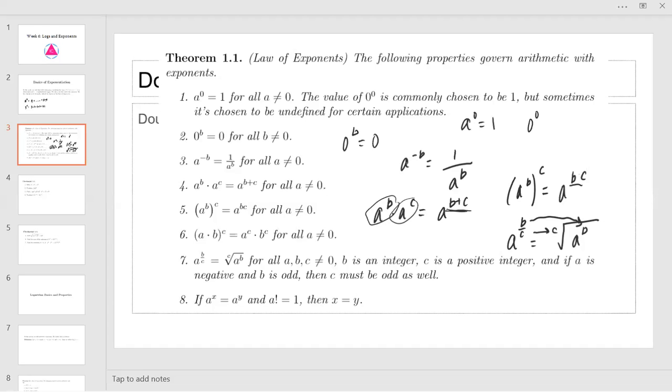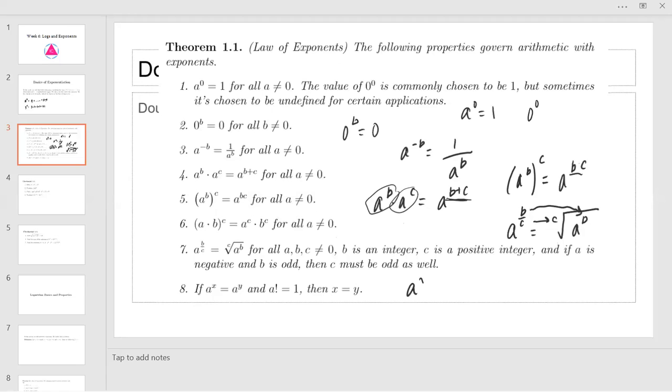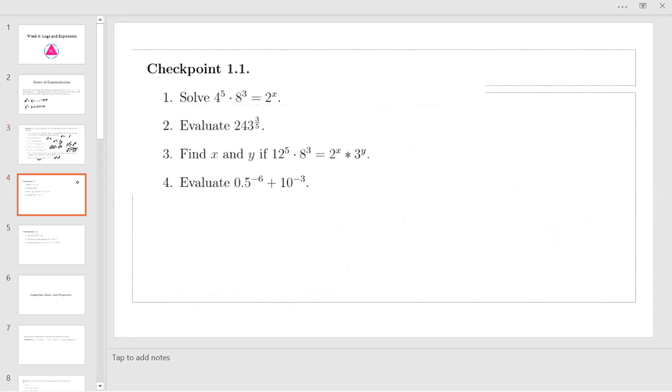Next, we have that if a to the x is equal to a to the y, where a is not equal to 1, then x is equal to y. So using those properties, you guys can try this checkpoint.